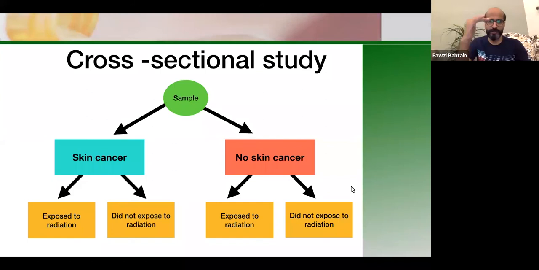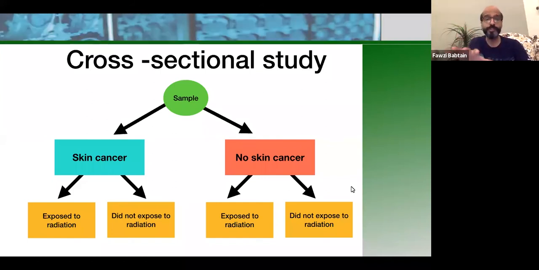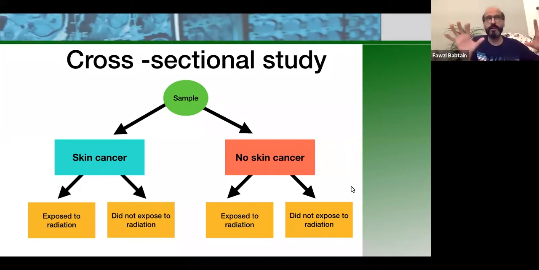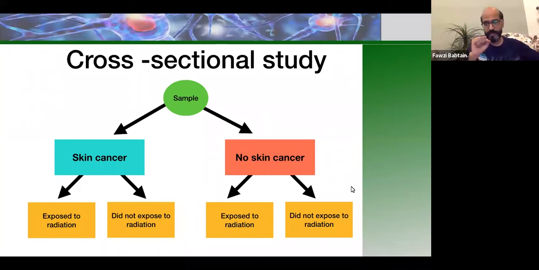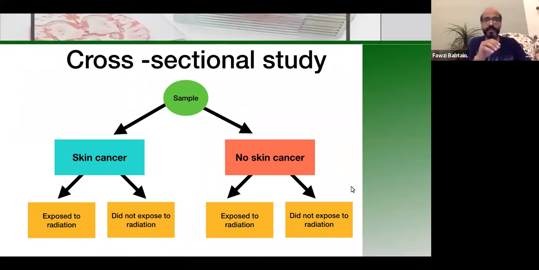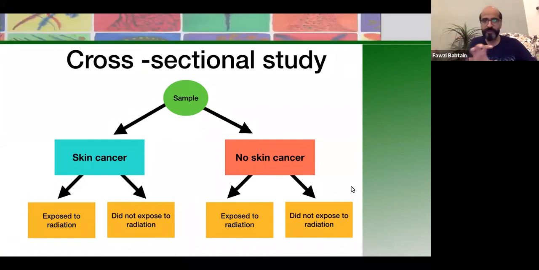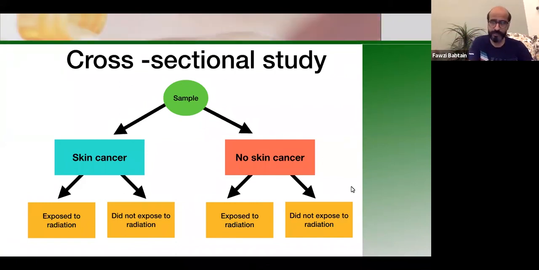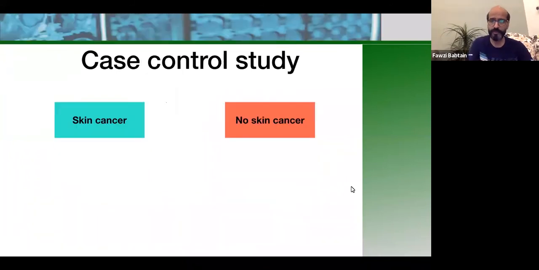This is your workflow, the way to think of what to expect. If I do a cross-sectional study from a sample, I will eventually have two groups, exposed and unexposed. And in each group, I will have those with the outcome and those with no outcome. So how will I do it? I just go back one step, sorry.